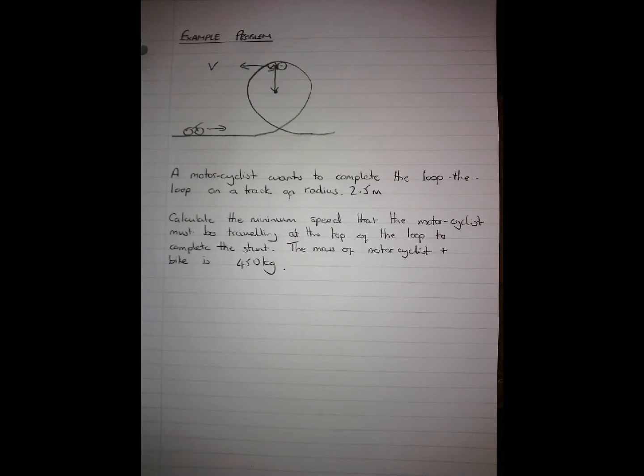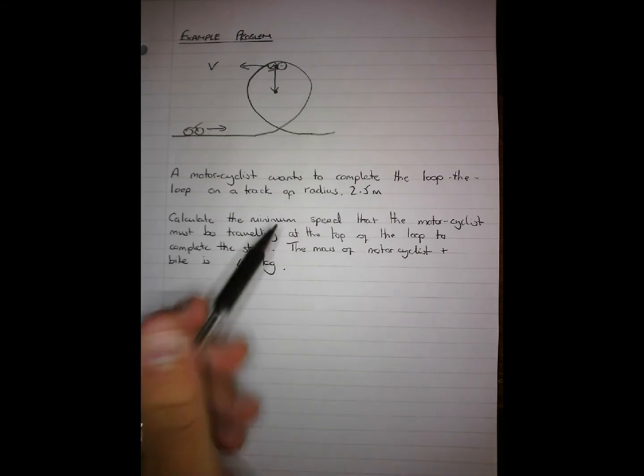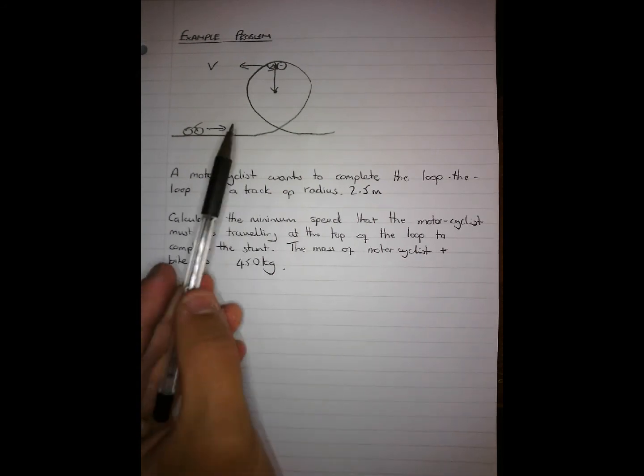Right, so this is the last thing we're going to look at for today's lesson before I give you a chance to go and practice some problems of your own. And this is linking back to the condition we talked about earlier. So we've got a situation here where a motorcyclist wants to complete a stunt.